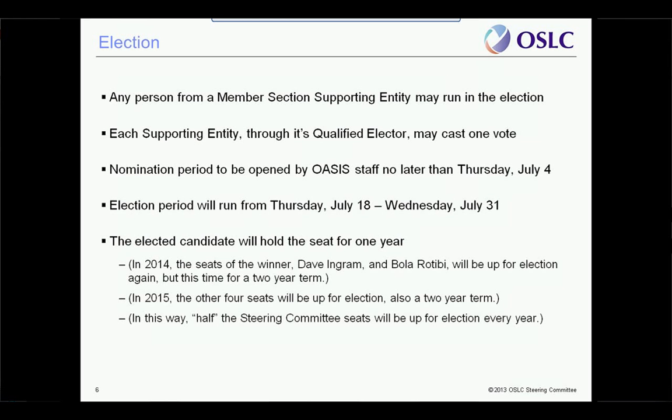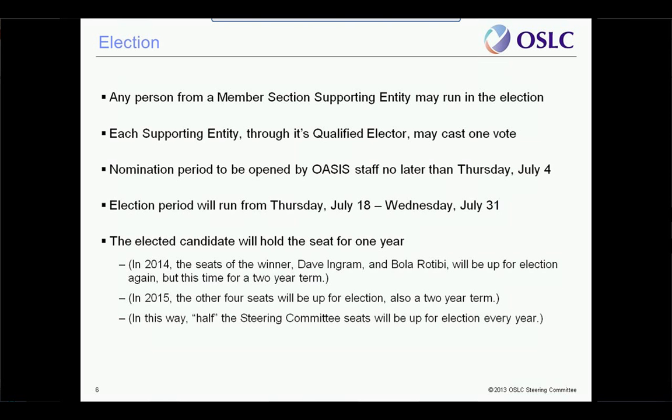And the qualified elector is either your primary rep at OASIS, or if that person has designated someone else who's going to be more active inside the member section, there are established procedures for transferring that responsibility to a different person within the same organization.